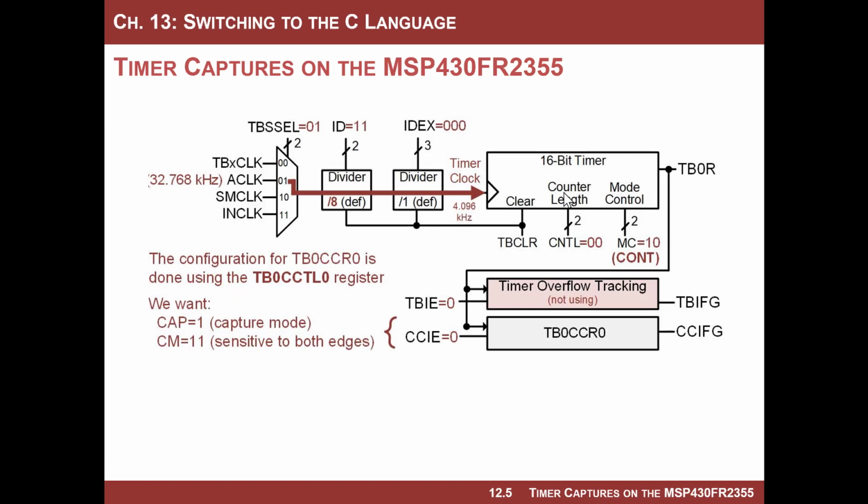Okay, so remember, let's talk about what a capture is. First of all, the capture compare registers, CCRs, have two functions. One is compare mode, where you put a value in here and it will set a flag when the timer reaches that value. The other mode is called capture mode. What it does is, when an external event happens, it grabs the value of the counter and stores it in here. So it's used to measure time between events.